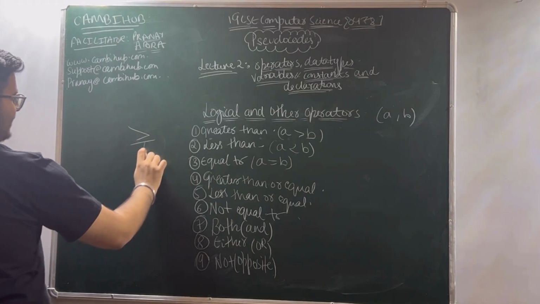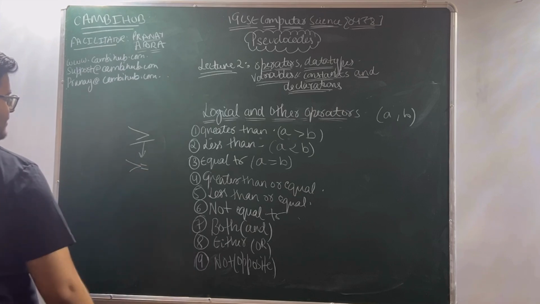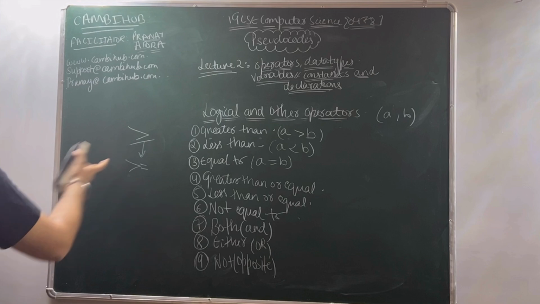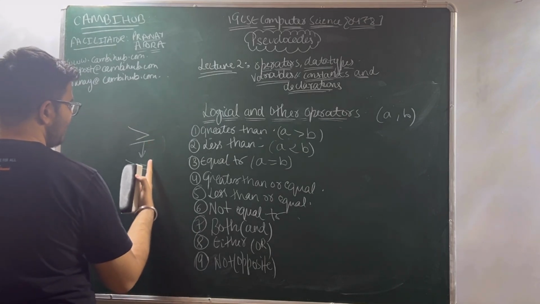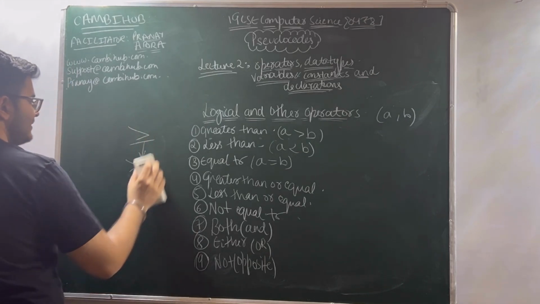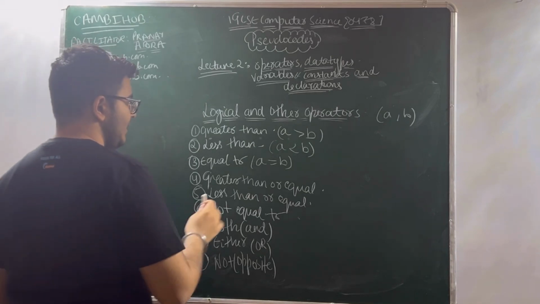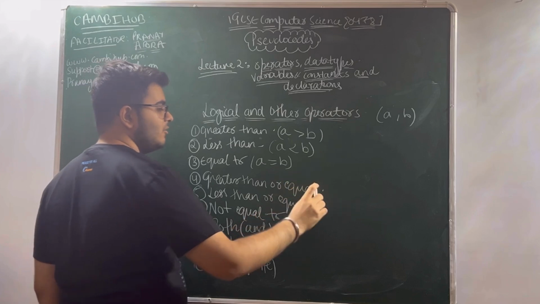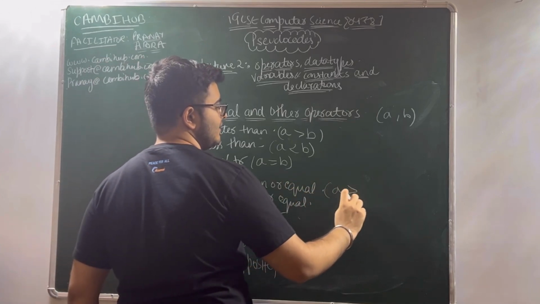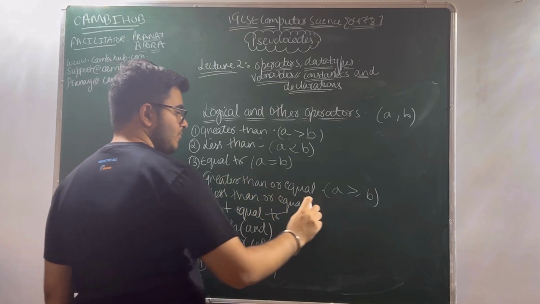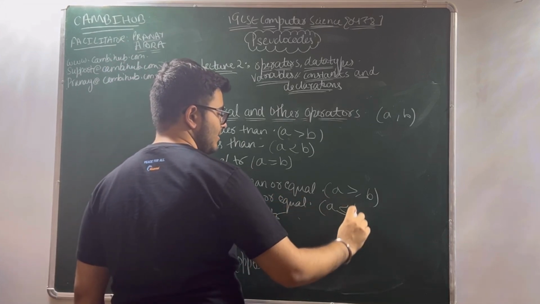However, we can convert this symbol to this, right? This symbol means this. In mathematics we do have this symbol, but in programming we don't have this symbol. We have this symbol. So if I have to say A is greater than or equal to B, I would say A >= B. If I have to say A is less than or equal to B, I would say A <= B.